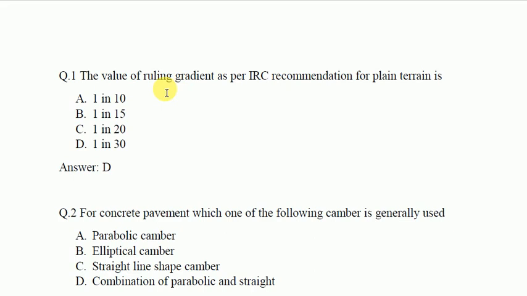My first question is: the value of ruling gradient as per IRC recommendation for plain terrain is option A, 1 in 10; option B, 1 in 15; option C, 1 in 20; and option D, 1 in 30. So the correct answer is option D, 1 in 30.